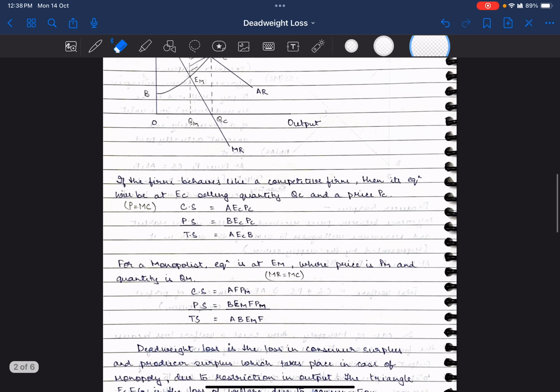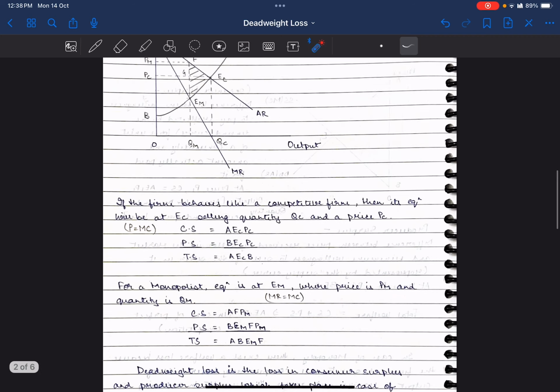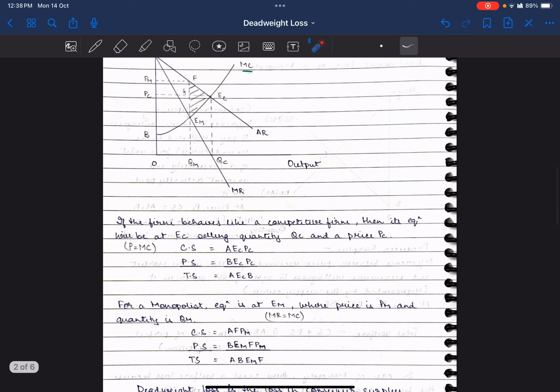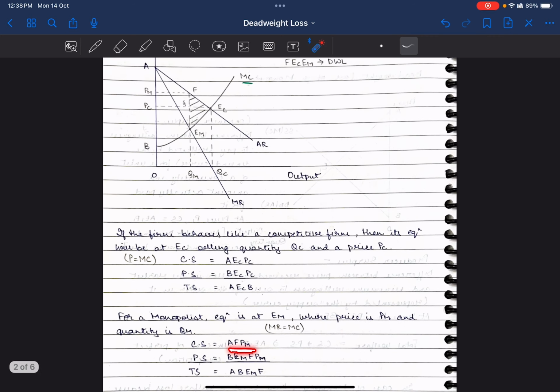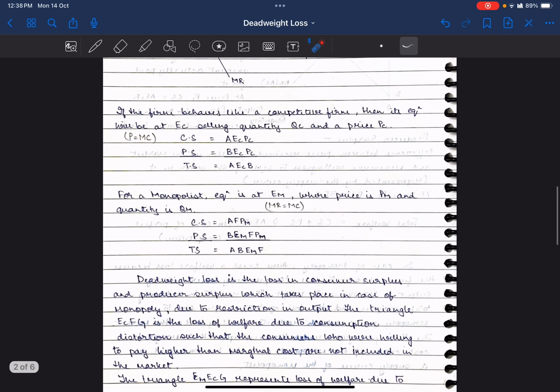So a monopolist's equilibrium is at EM, where price is PM and quantity QM. The consumer surplus is the area AFPM, and the producer surplus is BEMFPM. Total surplus is ABEMF. So deadweight loss is the loss in consumer surplus and producer surplus, which takes place in case of a monopoly due to restriction in output.